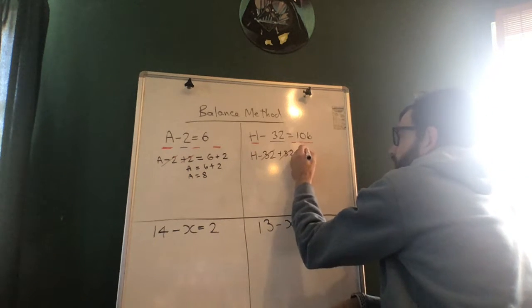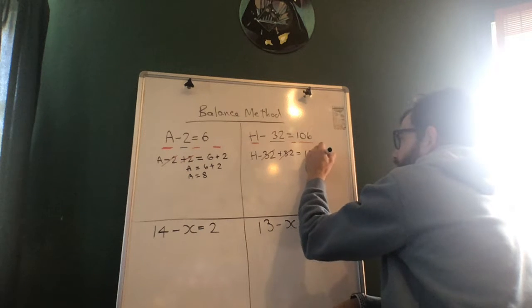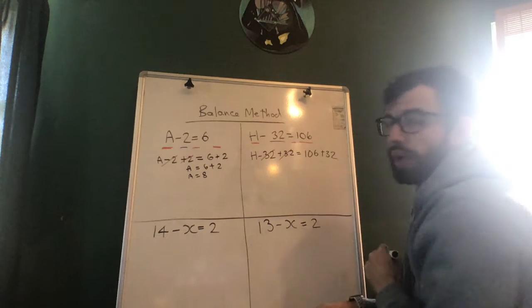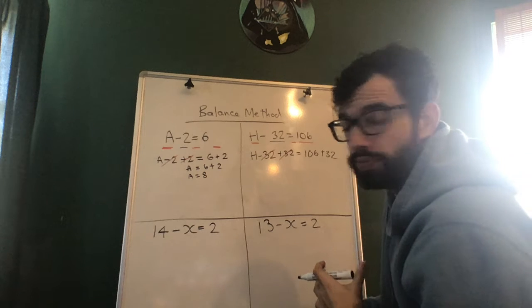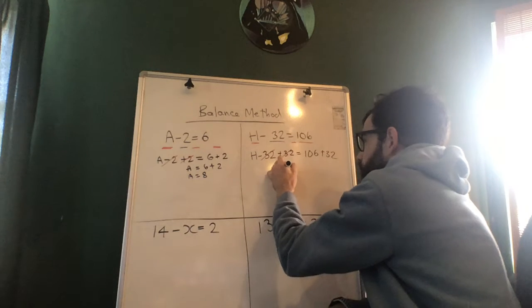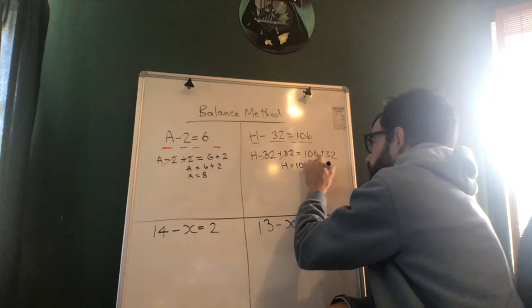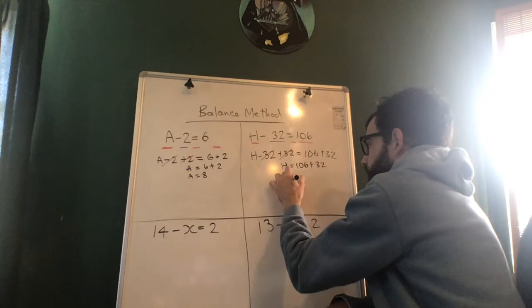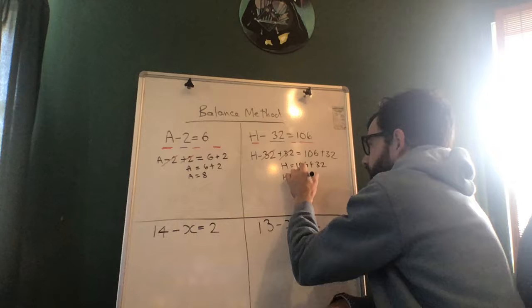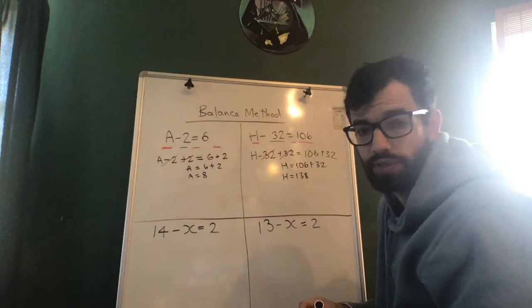Okay, 106 plus 32, because what you do to one side, you have to do to the other side. Okay, so left with h equals 106 plus 32, and 106 plus 32 is 138. So there is the answer for the second one.